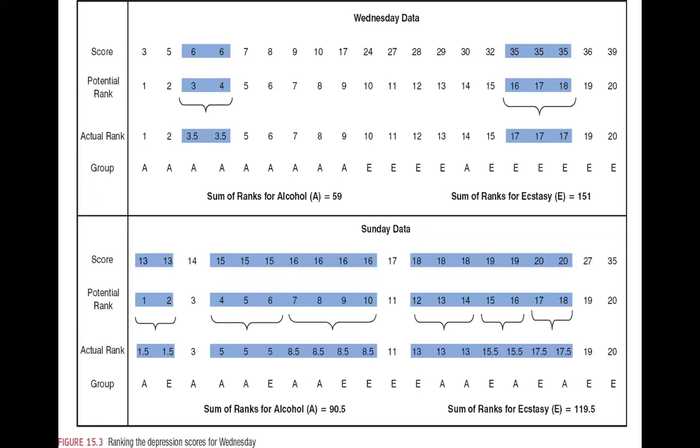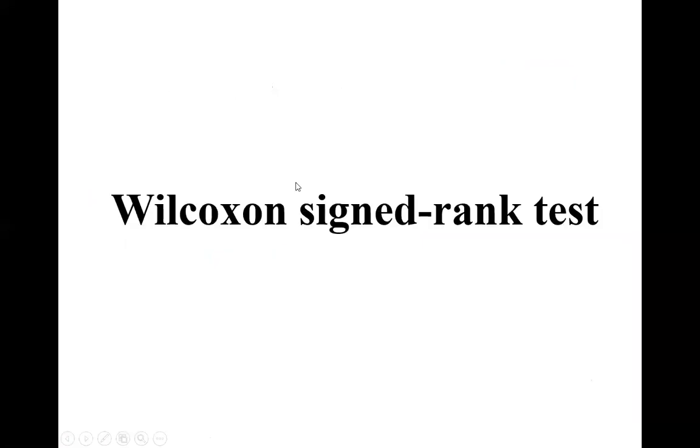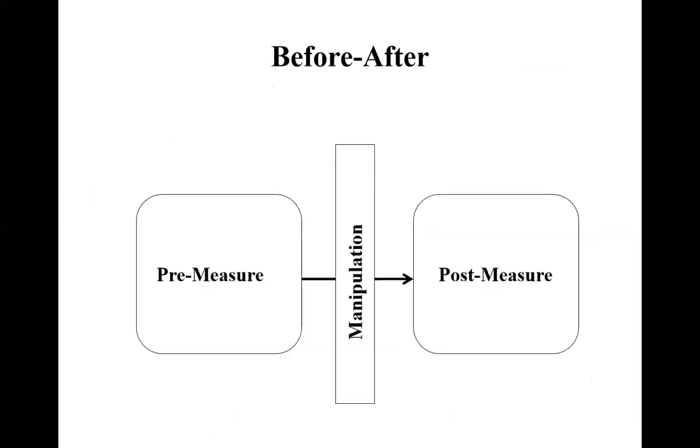Then we give the same treatment for the next 3 days, and after 3 days, on Wednesday, we measure again. It's the Sunday score and the Wednesday score. The Sunday score, the depression level, is 13, 13, 14. These are the scores, and then we created the ranks. That is the criterion to create ranks, and the next case study will be the Wilcoxon signed rank test.